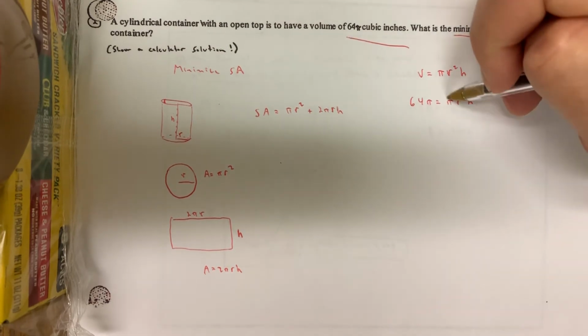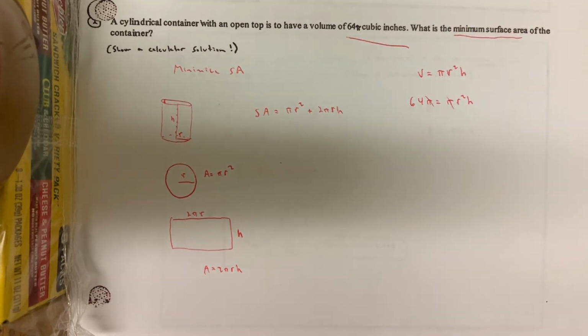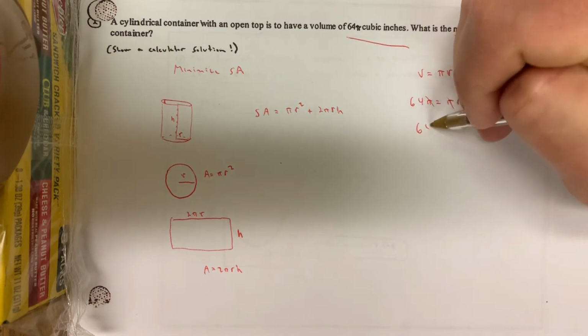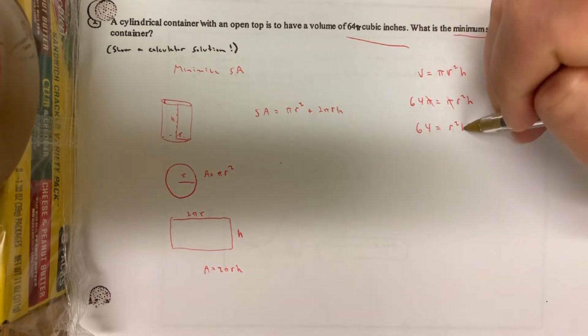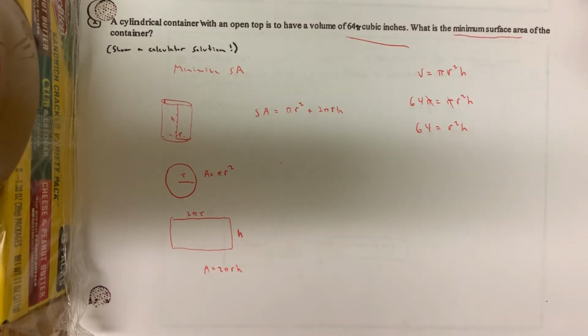You could actually divide by pi on both sides, slice the pi on both sides. I think that's funny. Slice the pi, and you get 64 equals r squared h. You could solve for r. You could solve for h. It's a calculator solution, so it doesn't matter how disgusting this thing is.